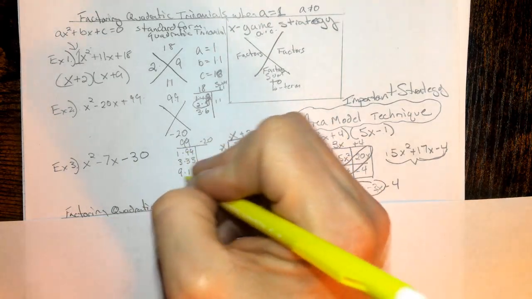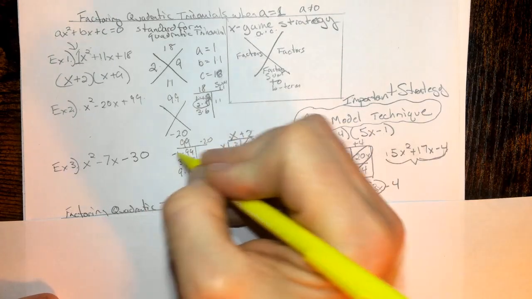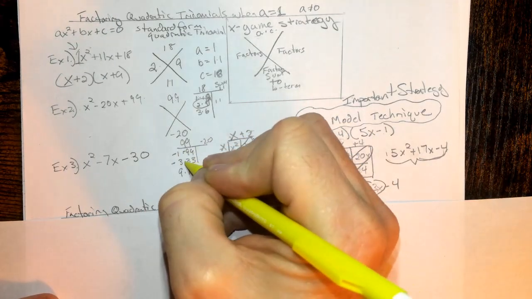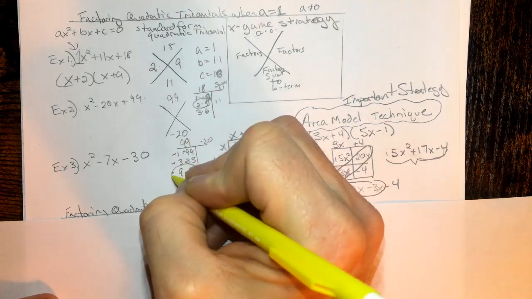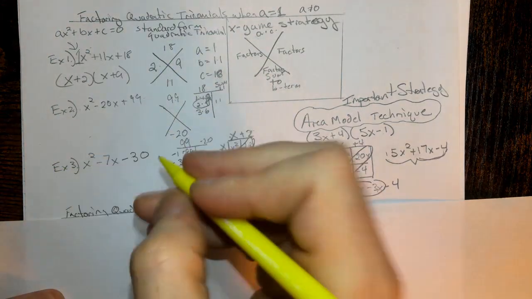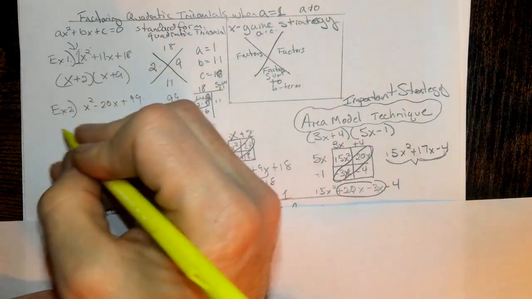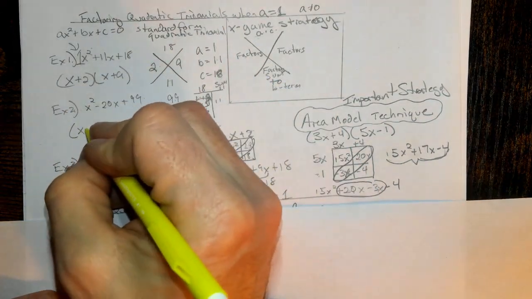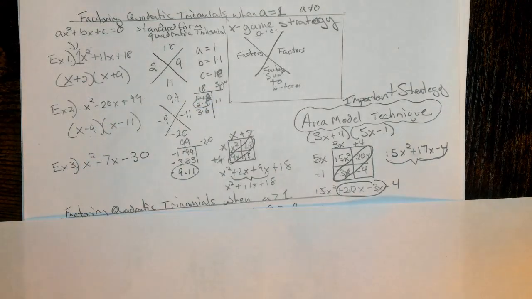The problem is none of these factors would add up to negative 20. However, I do a little thinking and I realize, well, both factors could be negative. So if they're both negative, they would have a product that's positive. And notice that these two do add up to negative 20. So I can put my negative 9, my negative 11 there. And because a is 1, they just go right into my factoring process, and I am finished with that one.